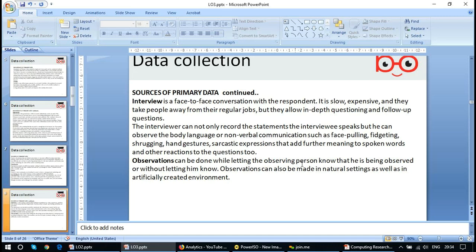Observations can be done while letting the observing person know that he is being observed, or without letting him know. So, interview and then observations is basically the another kind of source of data. Observation can be made in natural setting as well as in artificially created environment. So, observation is a kind of the data collection similar to the interviews. You only need to observe and you get the data.